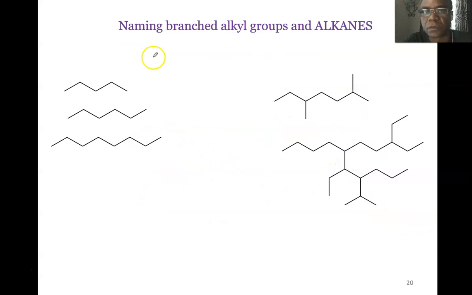Okay, so let's continue here with more examples. So if I were to give the IUPAC names for these structures, I would count 1, 2, 3, 4, 5. There's no branch. You can number from the right too. So it's 5 carbons, so it's pent. And then all single bonds, ane.